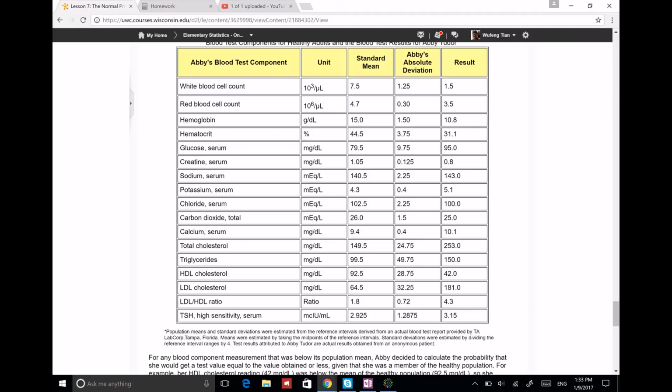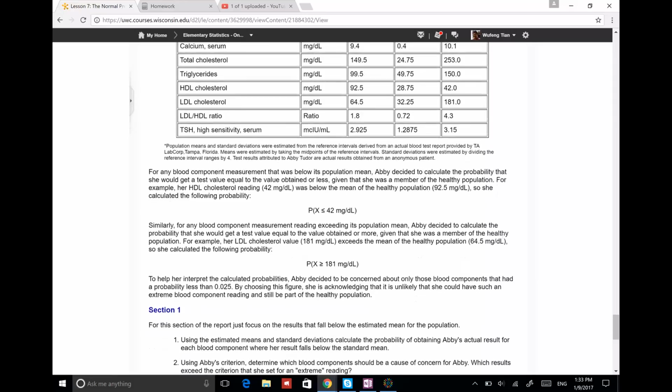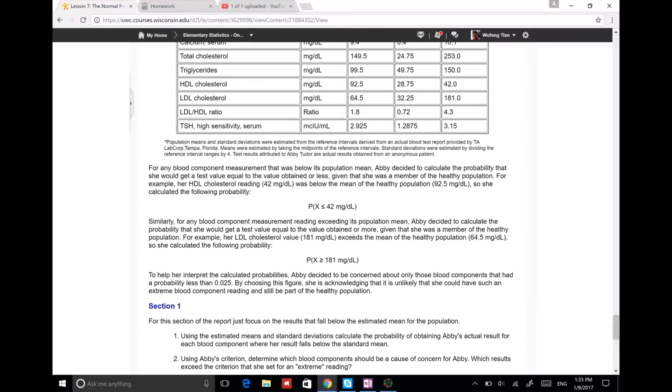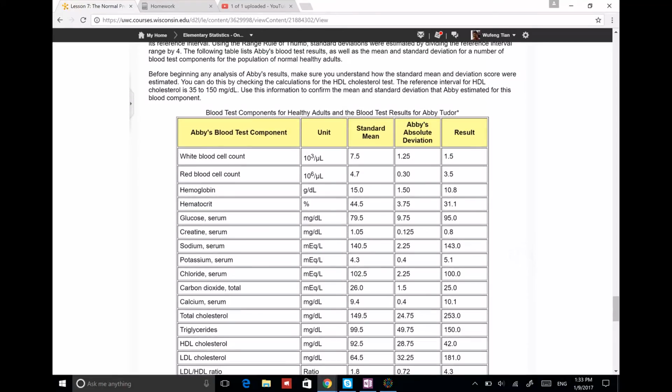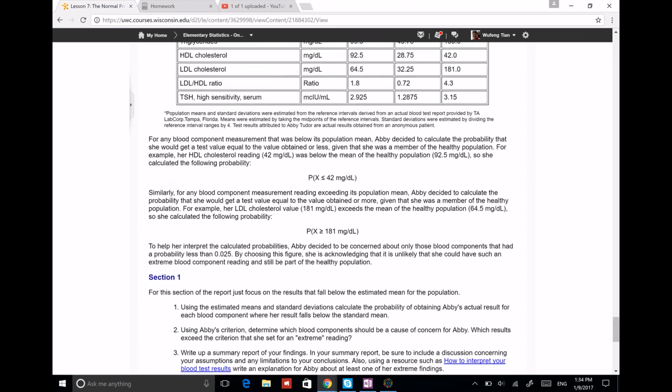Well, for project 2, we need to report the result of Abby's blood test components. So the first half has two sections. In the first section, you find the probability that Abby's result is below the mean for the population. In the second section, you calculate the probability that Abby's result is bigger than the mean of the population.